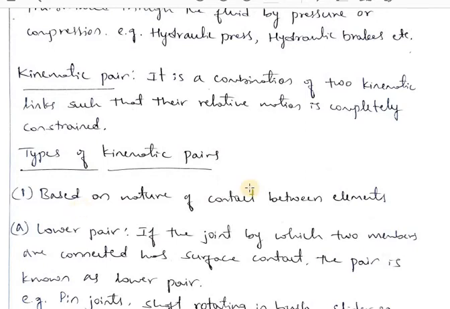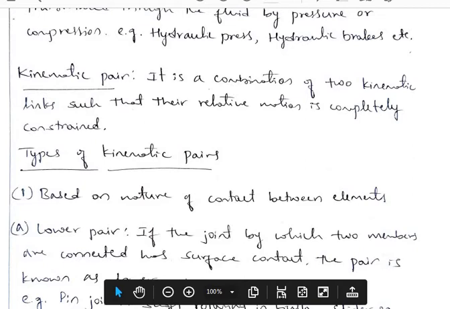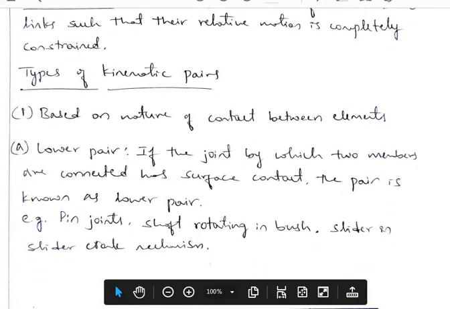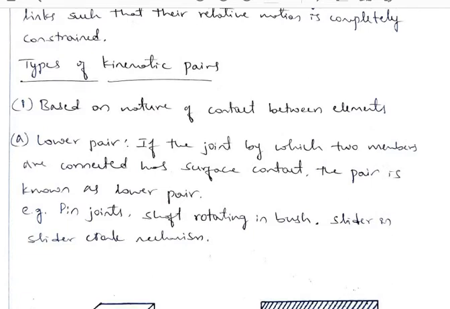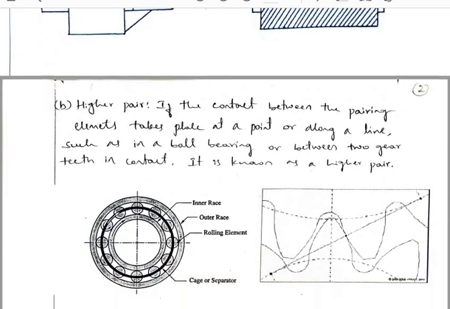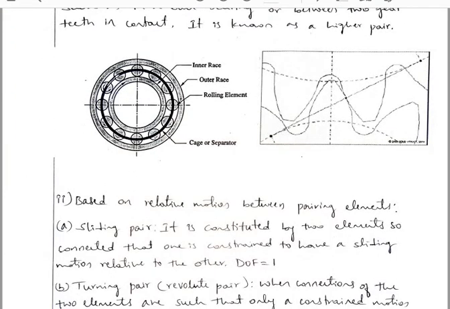And next we have types of kinematic pairs. So again it has a broad classification. The first one is based on the nature of contact between the elements, how the two kinematic links or two bodies are in contact. Based on that, kinematic pairs are classified as lower pair and higher pair, based on the contact.